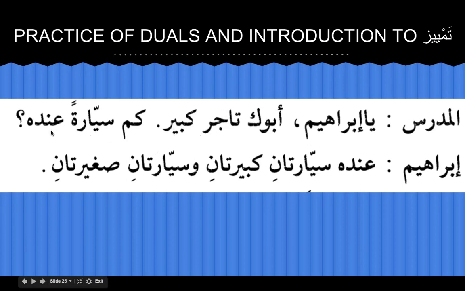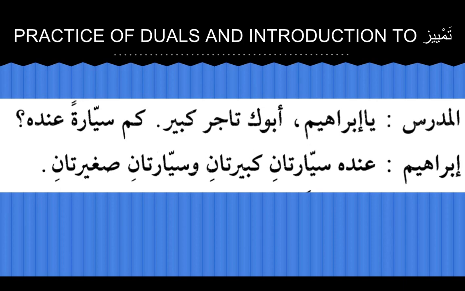Kam sayyaratan indahu, how many cars indahu. If you see here, we're not saying lahu, we're saying indahu. Inda is with him. So if there are any objects, we will use inda. If it is relations like kam akhun, we don't say kam akhun indaka. We say kam akhun laka. We use harf jar li. If it is an object, we use inda.